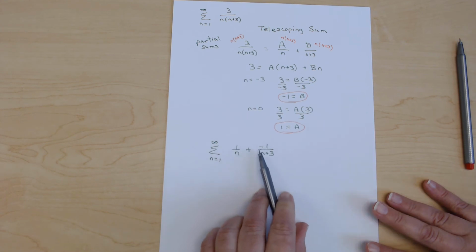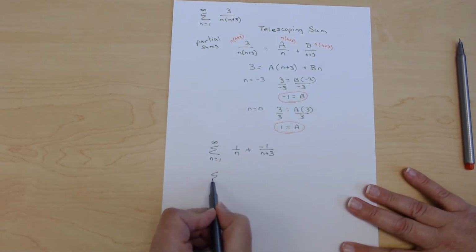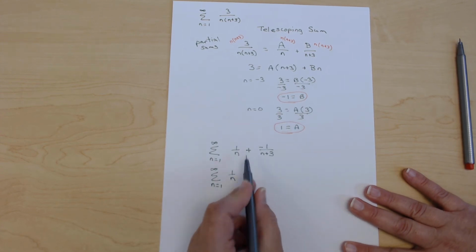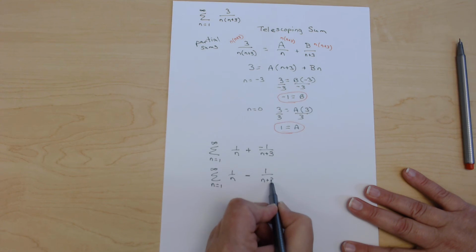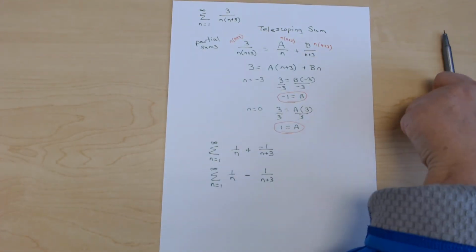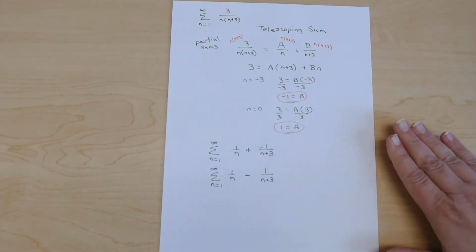Okay, but we can change that. Let's go ahead and change that. N equals 1 to infinity, 1 over n, let's change it to minus 1 over n plus 3. You don't have to, but sometimes it's nicer to look like that. Okay, so how are we doing?